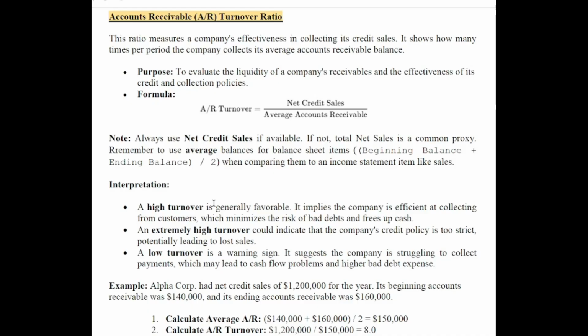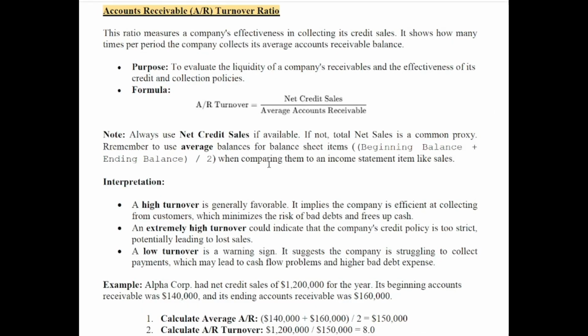So a higher ratio is generally favorable, which means the company is efficient in collecting its receivables. But an extremely high turnover ratio indicates that the credit policy is too strict. A low turnover ratio is a warning sign. It suggests that the company is struggling to collect its payments, which may lead to cash flow problems and also higher bad debt expenses.